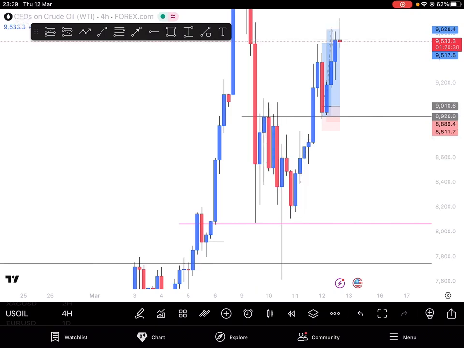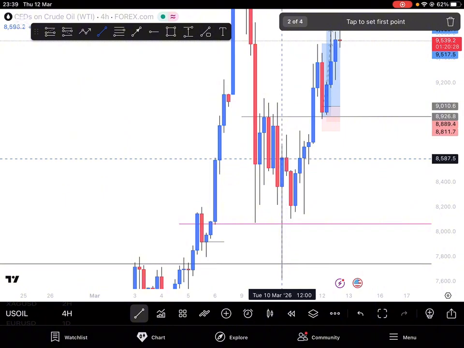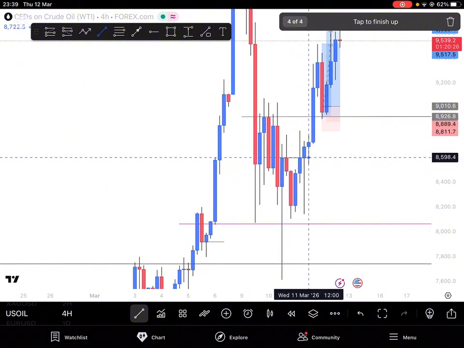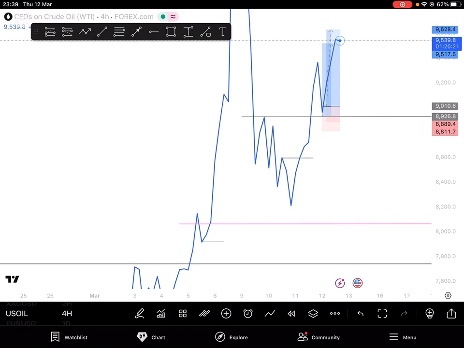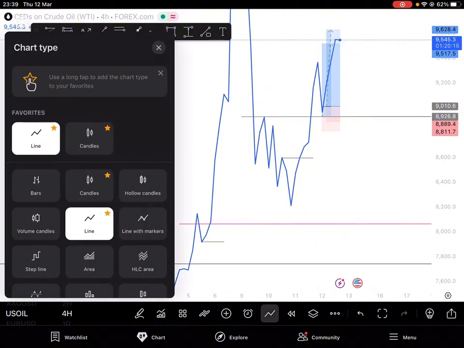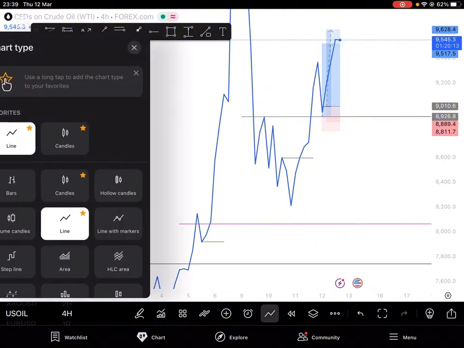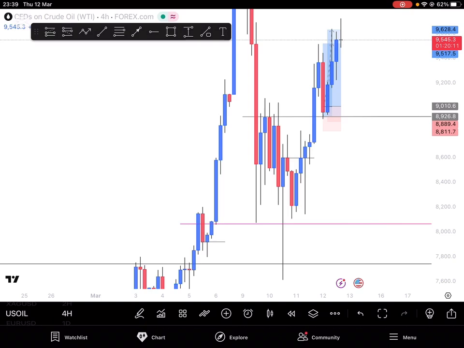And here we can see we already broke structure from here. There is break of structure. If you switch to your line chart, you can see there is break of structure, and this particular guy broke past 1, 2, 3. Like impulsive. There is impulsive move in the market. You can see the impulsive move in the market.